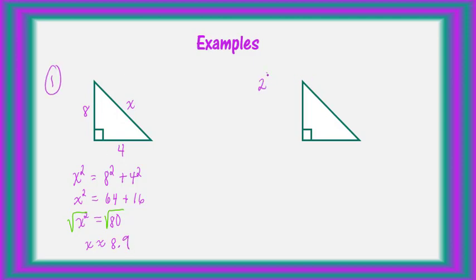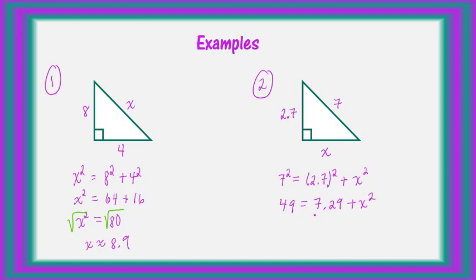Let's look at another example. Let's say we have 2.7 for this leg. This time we know the hypotenuse, but we want to find the remaining leg. The formula again is the hypotenuse squared, which is 7 squared, set equal to the sum of squares of the other legs. So that gives me 2.7 squared plus x squared. 7 squared is 49. 2.7 squared is 7.29 plus x squared.